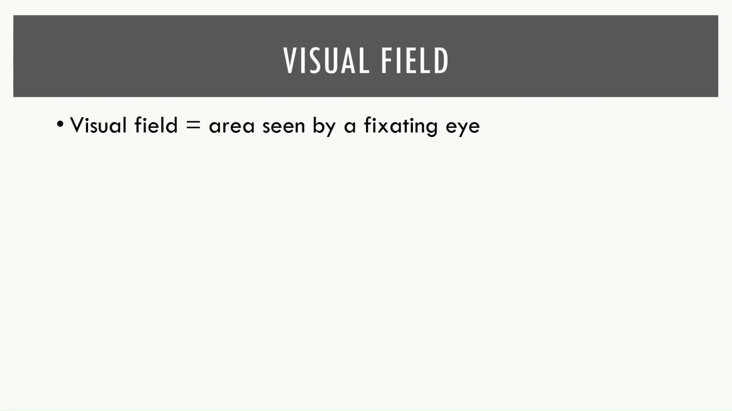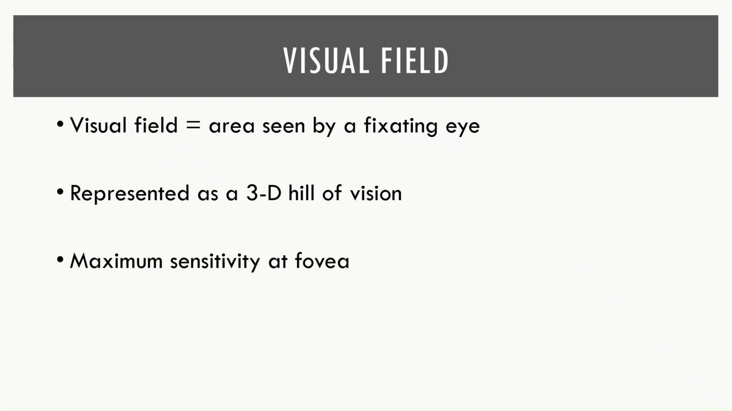Visual field is the area seen by a fixating eye. The visual field is a three-dimensional hill. Sensitivity peaks at the fovea and slopes down peripherally. This concept explains everything that follows.